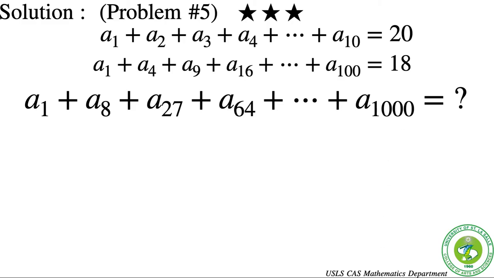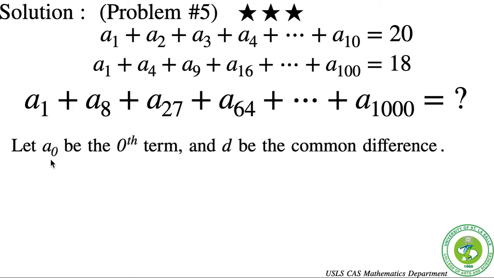So how do we start? We really can't get the value of the individual terms, a sub 1, a sub 2, a sub 3, a sub 9, a sub 16. That would be a very tedious process and somehow quite impossible. So what we'll do is as follows. Commonly, we let a sub 1 be the first term. In this problem, we will go a step backward and let a sub 0 be the 0th term, which is quite legit because a sub 1 is the first term, so a sub 0 will be the 0th term. And of course, d will be our common difference.